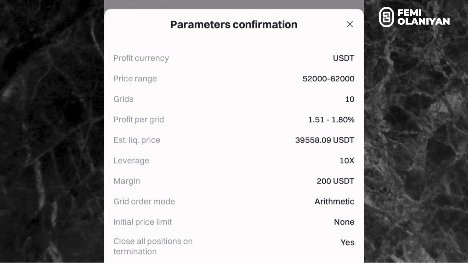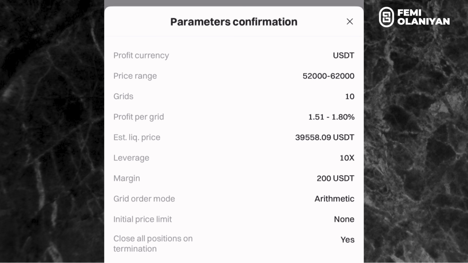Now, once you've done that, it asks you to confirm all of your parameters right here. So you can see the profit currency, or the amount you are getting your profit, is USDT. The price range is 52,000 to 62,000. The number of grids is 10. The profit per grid is 1.5% to 1.8%. You also see your liquidation price, which is 39,558.